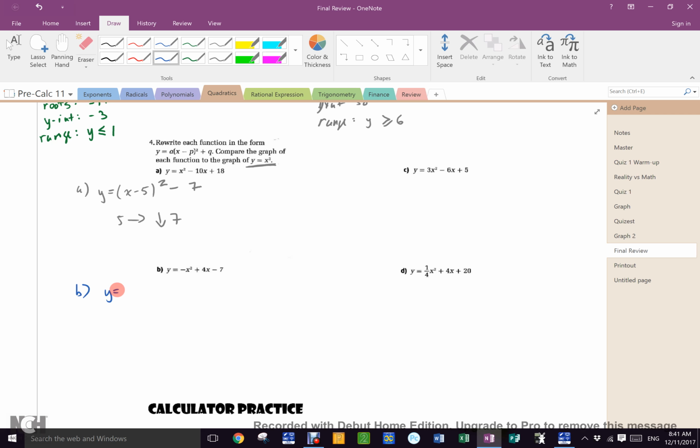X plus 2 squared plus 3. You are almost right. Negative 3. Yep. And what else? Negative x plus 2 squared minus 3. Which means, where did it move? The original started right there. Where did it move?